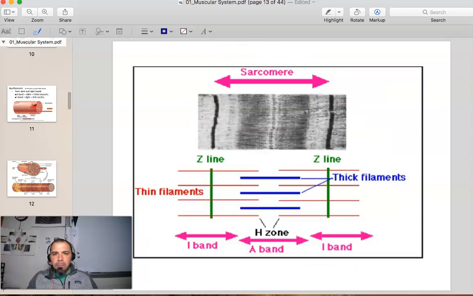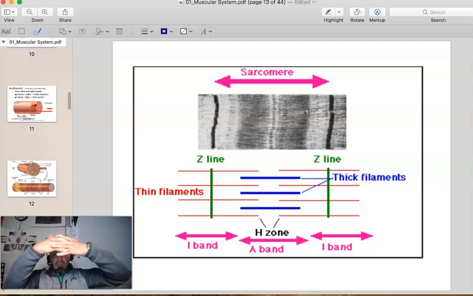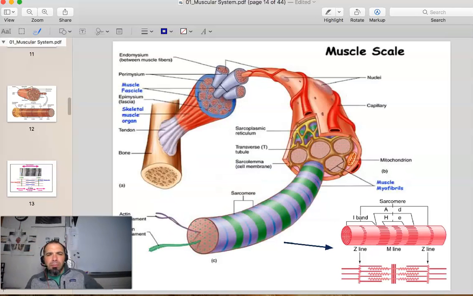All right. So here's a sarcomere, that's the contractile unit. As you can see, you've got these Z lines, and everything moves towards the middle. And that's the key point: when a muscle contracts, it gets smaller, so things move towards the middle.